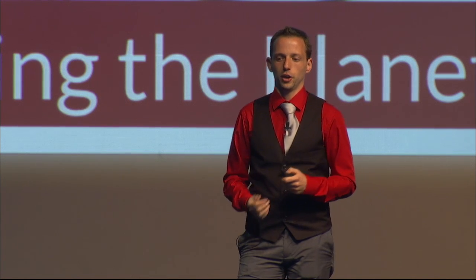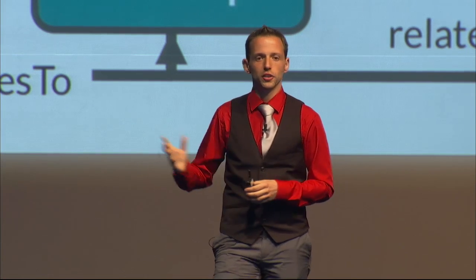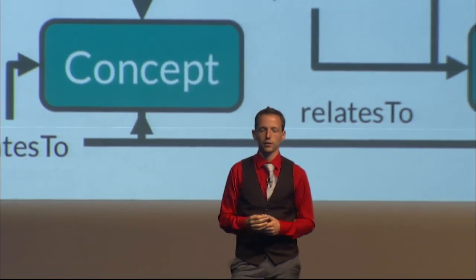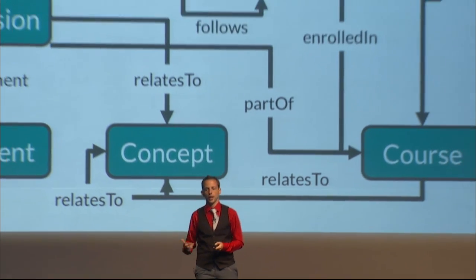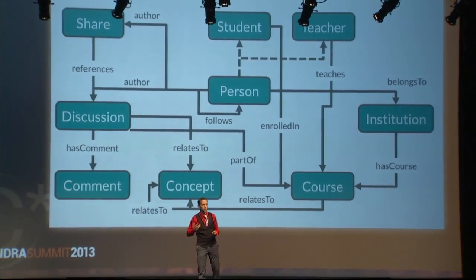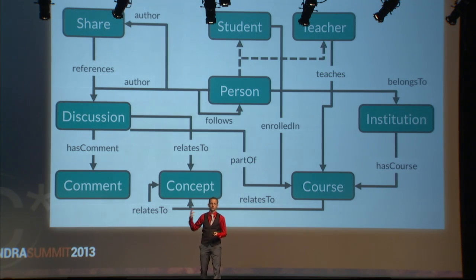Let's look at what their platform looks like to see what motivated them to look into graph databases and Titan in particular. This is a very simplified version of the schema that they're looking at. You will see familiar concepts like people, institutions, courses that people are enrolled in, that teachers teach. You'll see discussions, which are the discussion forums. Discussions can have comments on them, and comments have comments on comments.